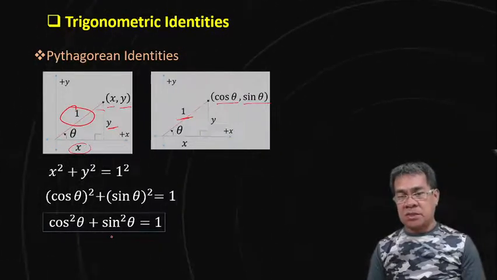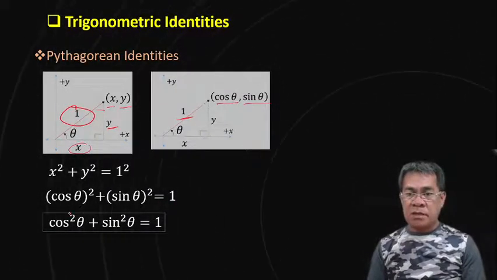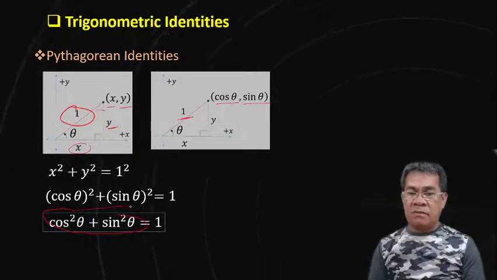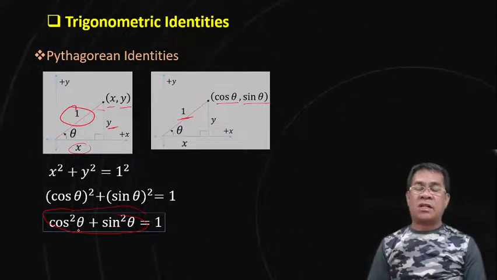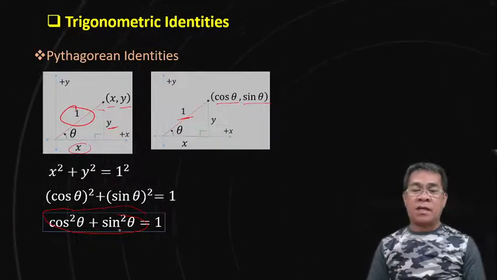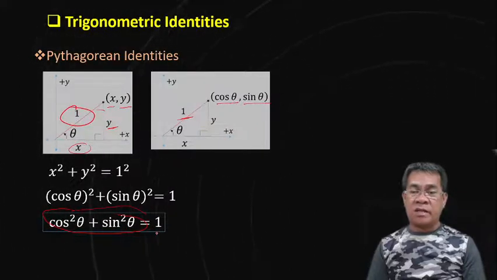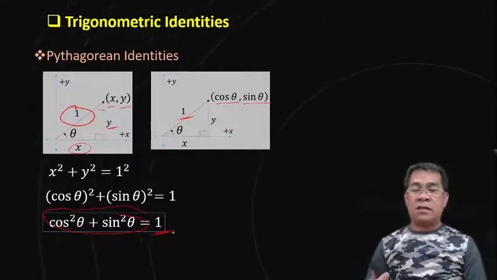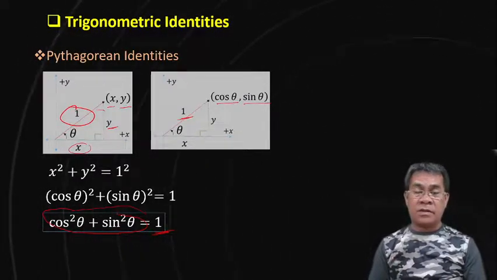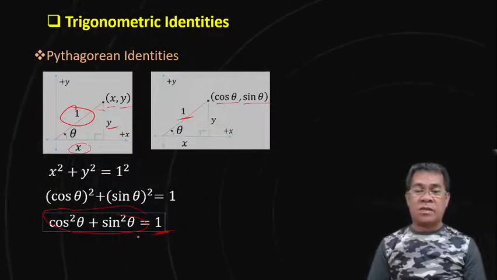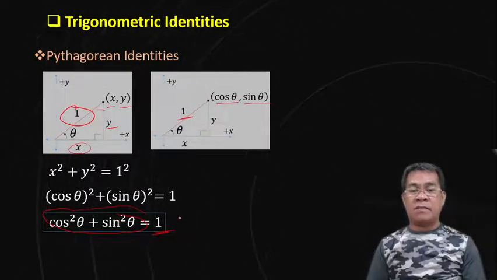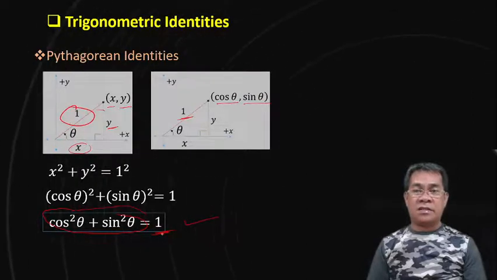Okay? So, what's the use of this? The use of this is, if you can see in the equations an expression involving the cosine squared of the angle theta added by the sine squared of theta, we can replace it with 1. And doing that, the expression becomes simple. Why? Because we eliminate this term by replacing it with 1. Why? Because this is coming from the Pythagorean identities.